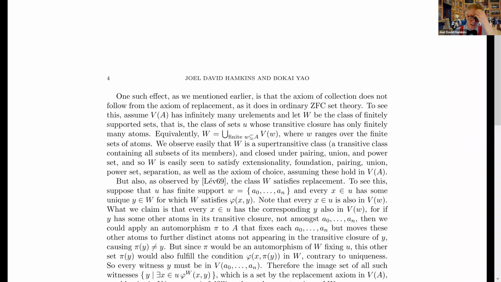So that's a supertransitive class, and it's closed under pairing, union, power set, and so on. And so you can easily see that most of the axioms are going to hold in W. And you get replacement for the following reason.